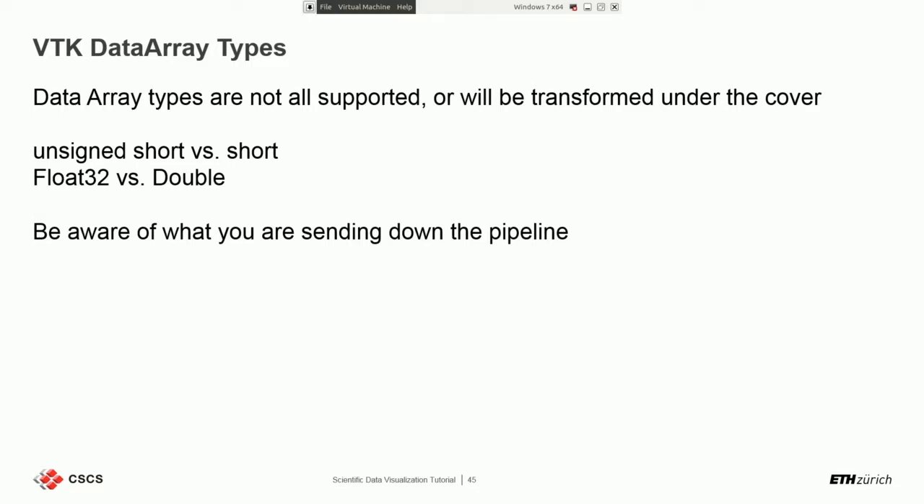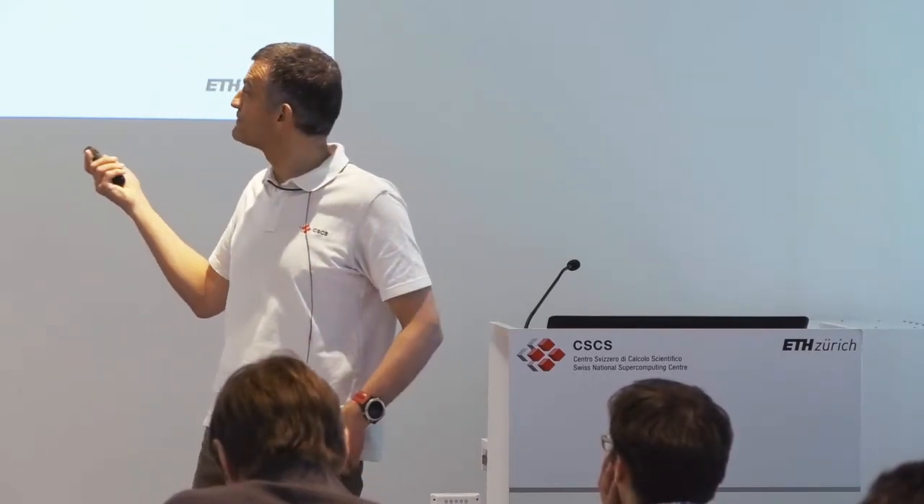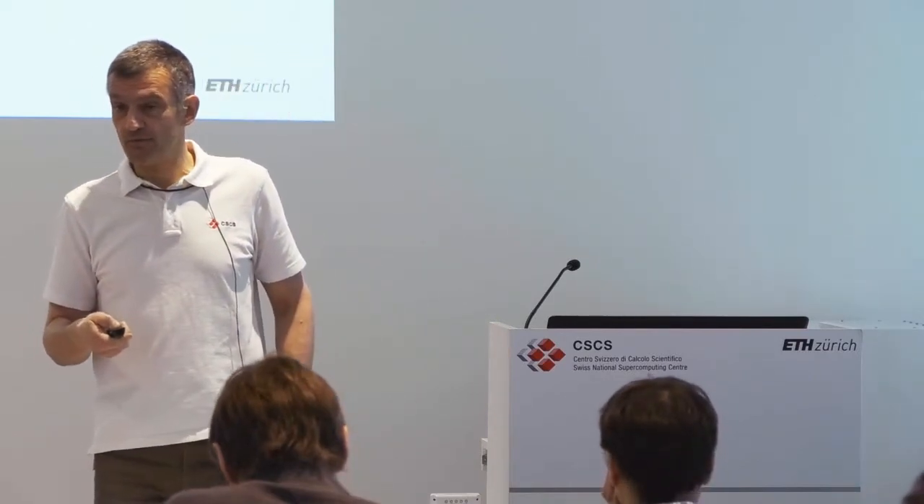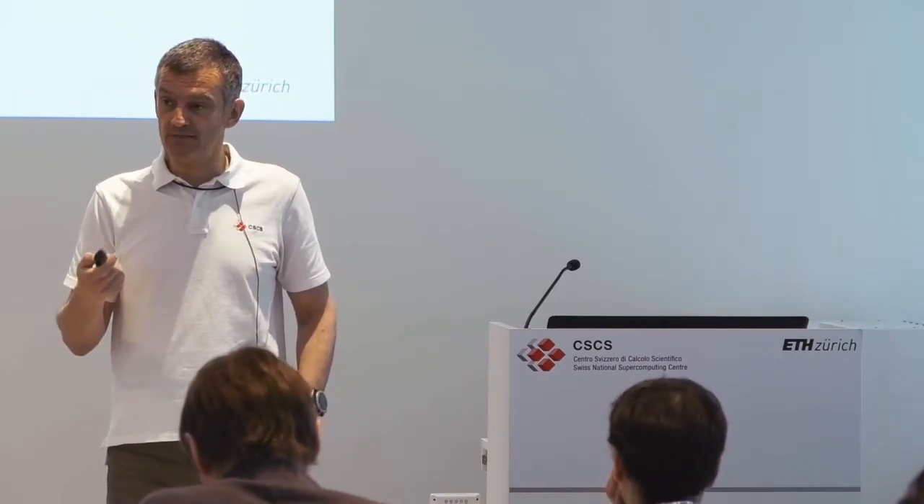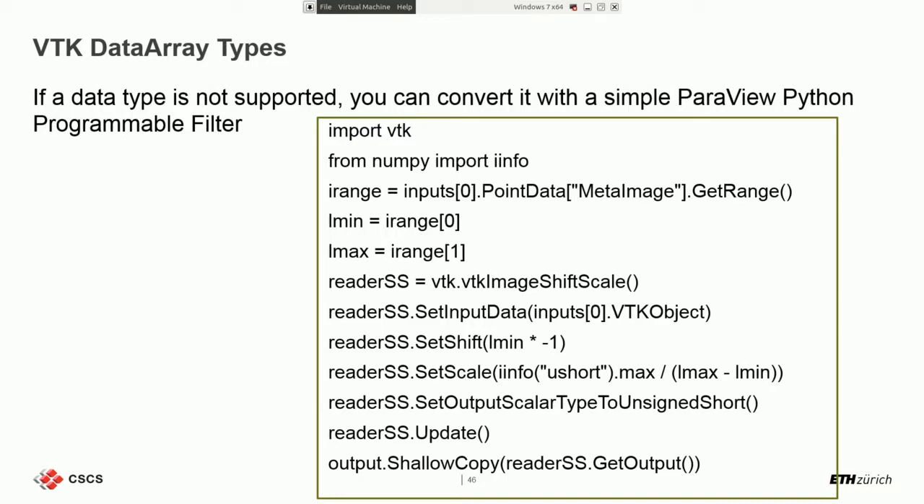Array types. Not all array types are supported. Some of them will be transformed under the cover. This is also very important to understand. For example, I forgot now, the NVIDIA plugin supports one and not the other. It doesn't support short, I guess. Is that right? And it supports unsigned short. It's one of the two. It's not so important. You have to know which one. And if it's not implemented, you can convert it to the supported type. Float, single length versus double, you have to understand what is going on. By default, the Kitware implementations of volume rendering will actually convert your floating point data to 16-bit integers. So that's also to be aware of. If the data type is not supported, you can convert it.